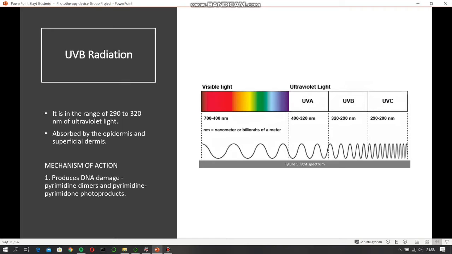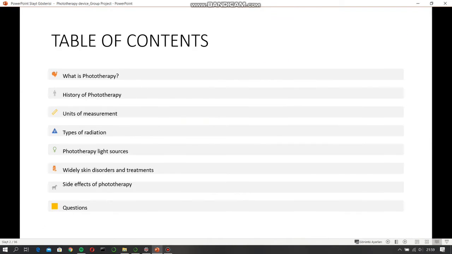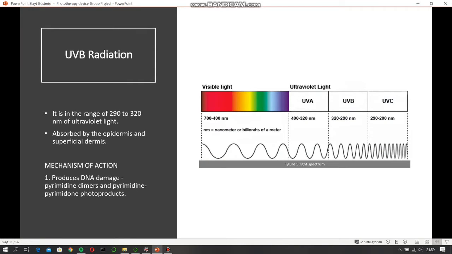Ultraviolet B radiation is the range of 290 to 320 nanometers of ultraviolet light. It is absorbed by the epidermis and the superficial dermis. As you know, this is the epidermis, and the superficial dermis is also called the skin surface. And let's move on.